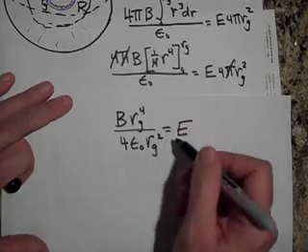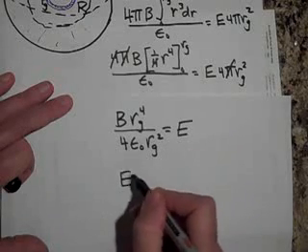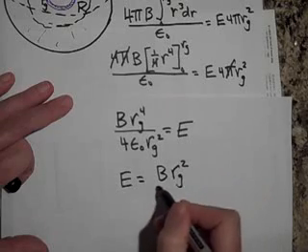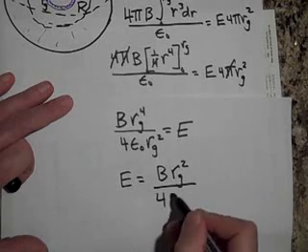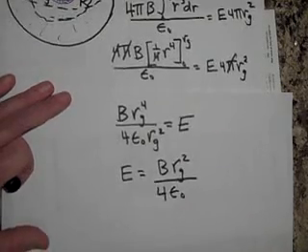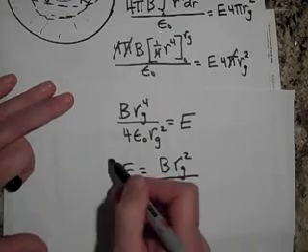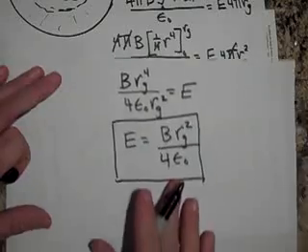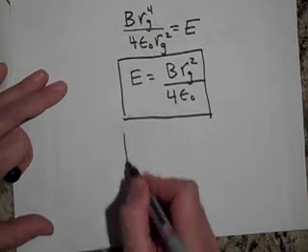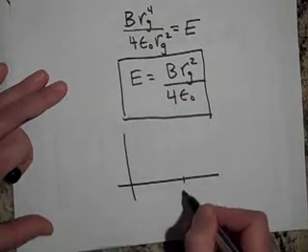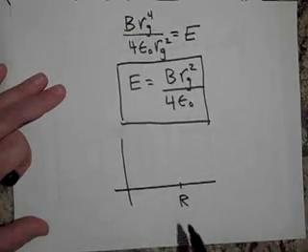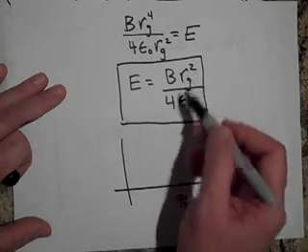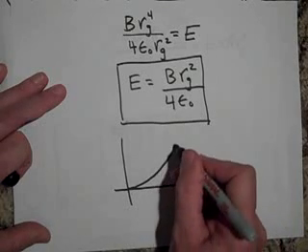Let's get rid of one of those r sub g. So the electric field is going to be b r sub g squared all over 4 epsilon naught. And there you have it. So as you go out, what happens to the field? At least to r sub g, apparently it looks like this. This is a constant, that's a constant, and that's a constant. So it's proportional to r squared. So it's going to look something like this.